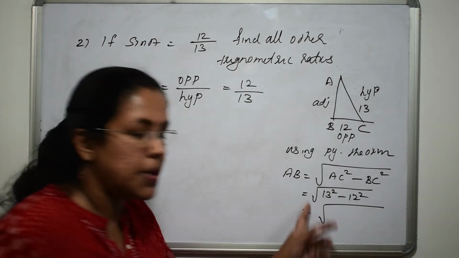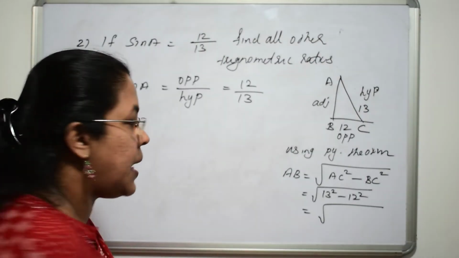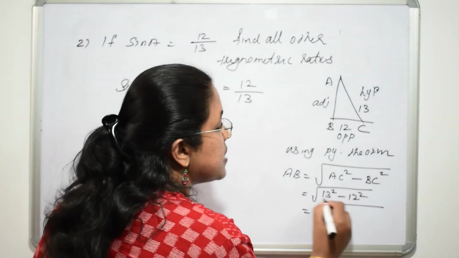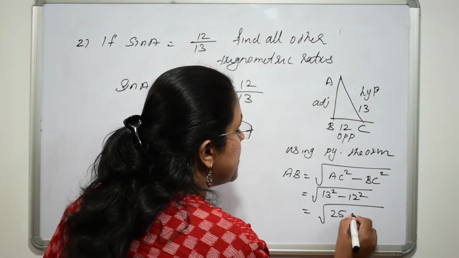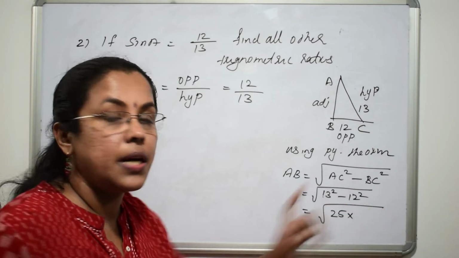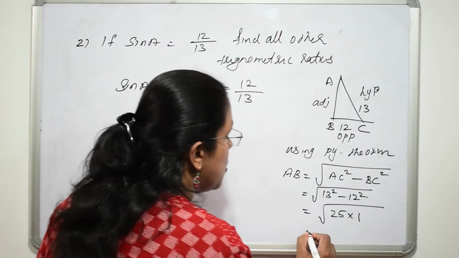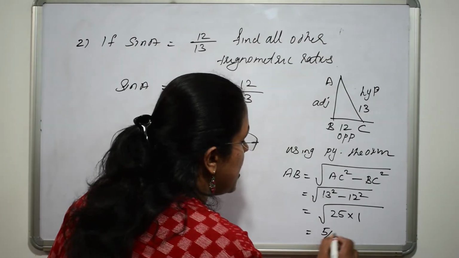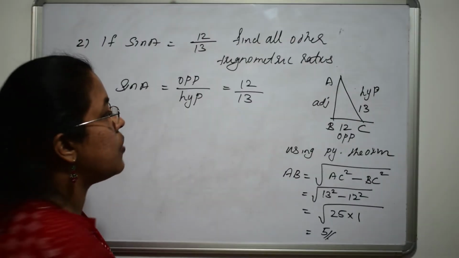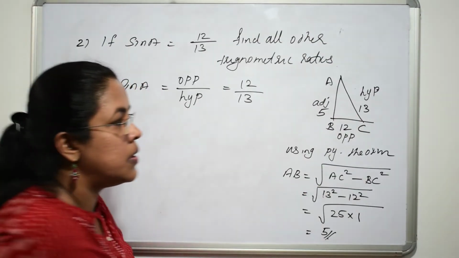A square minus B square is A plus B into A minus B. A plus B means 13 plus 12, that is equal to 25. 13 minus 12, that is equal to 1. Root over 25 is 5. So length of AB is equal to 5.